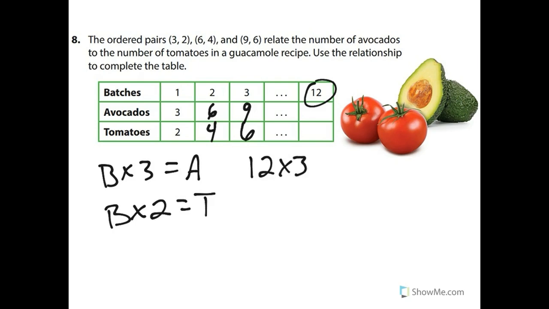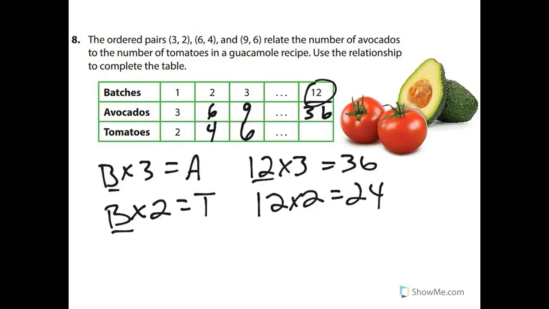Right, so now we have 12. 12, that's the batch, times 3 equals 36. So 36 would be here. 12 times 2 equals 24. Boom, see how that is? So sometimes there's 2 different rules there because 3 and 2, 6 and 4, 9 and 6, they're more easily related if we do the batches.